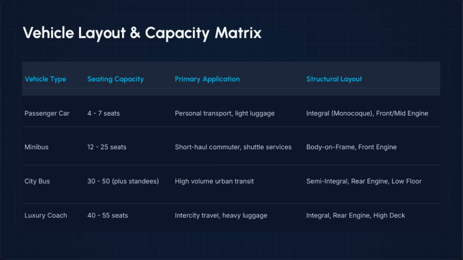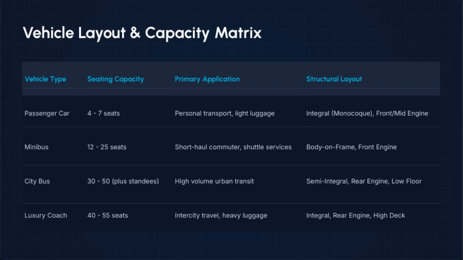Next, we have the minibus, which can carry between 12 and 25 passengers. These are commonly employed for short-haul commutes or shuttle services. Their structural layout is body-on-frame, with the engine located at the front, providing robustness and flexibility.